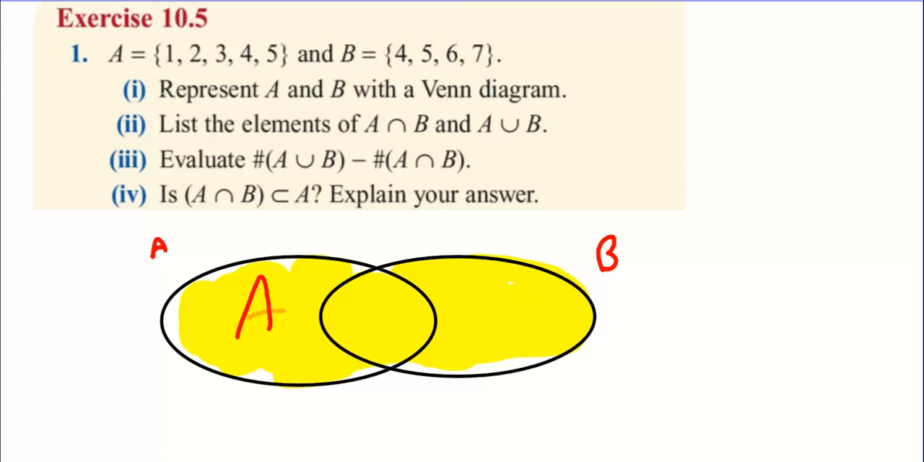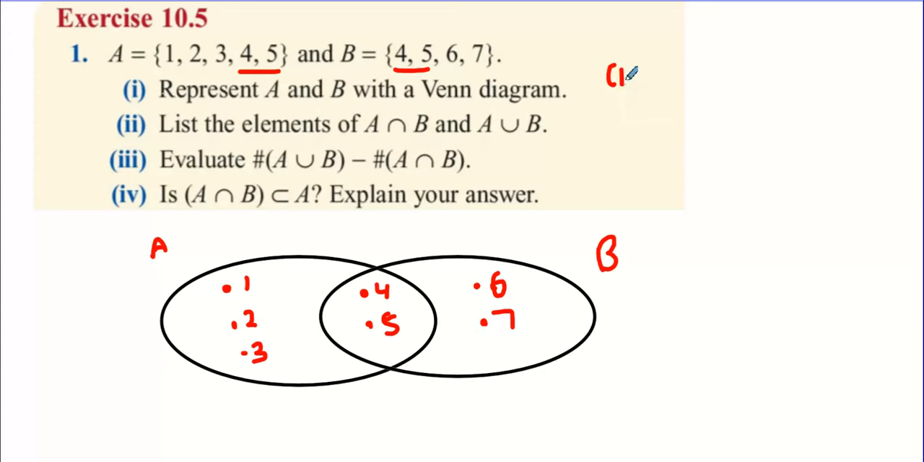Now, what we're going to do is put in some numbers and see what's going on here. Well, they have 4 and 5 in common, so that puts 4 and 5 in the middle, because they're in both A and B. Then we have 1, 2, and 3 for A only, and in B we have 6 and 7. List the elements of A intersection B. Well, A intersection B is quite easy. As we discussed earlier, it is the middle part, which is just the 4 and the 5.